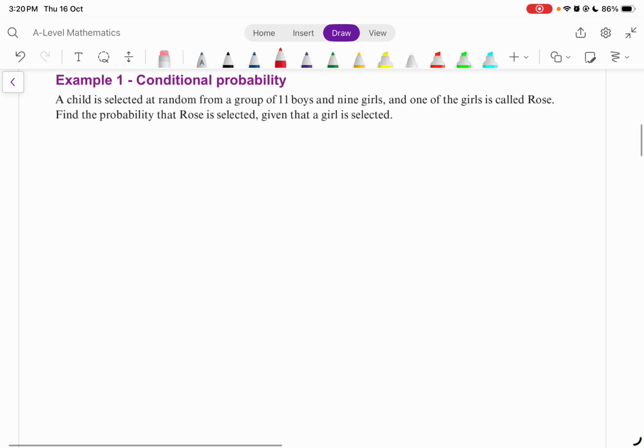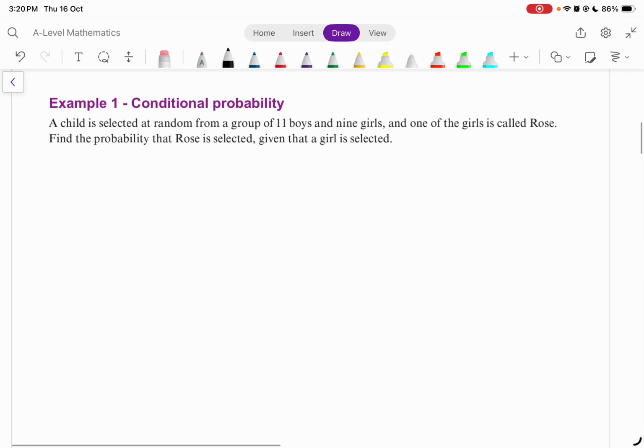So let's have a look. A child is selected at random from a group of 11 boys and 9 girls, and one of the girls is called Rose. Find the probability of selecting Rose given that it's girls being selected. 也就是讲着我们的 condition is we are only choosing girls. So that means we narrow down into the 9 girls over here. So hence there will be probability of Rose given girls, that is equals to 1/9.